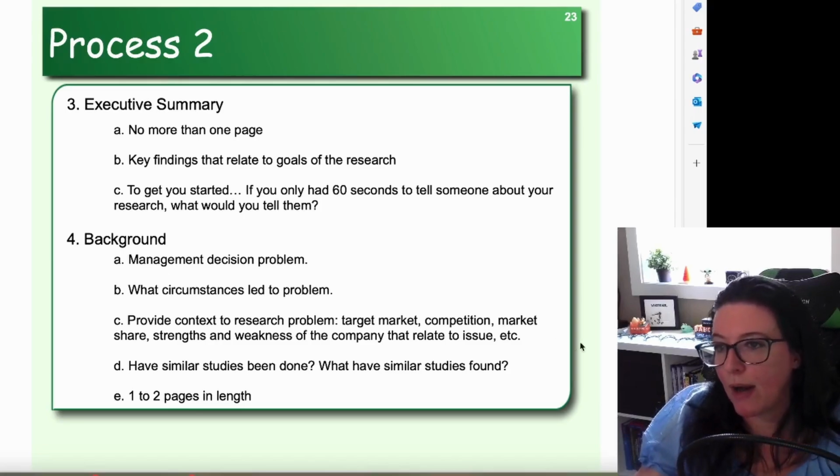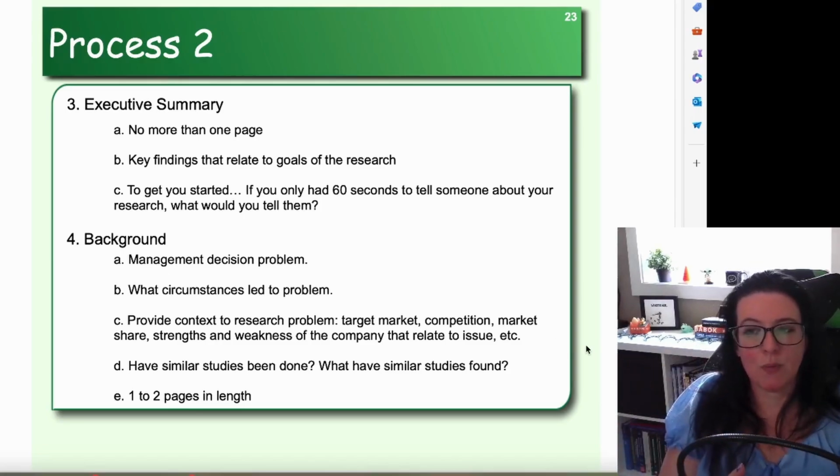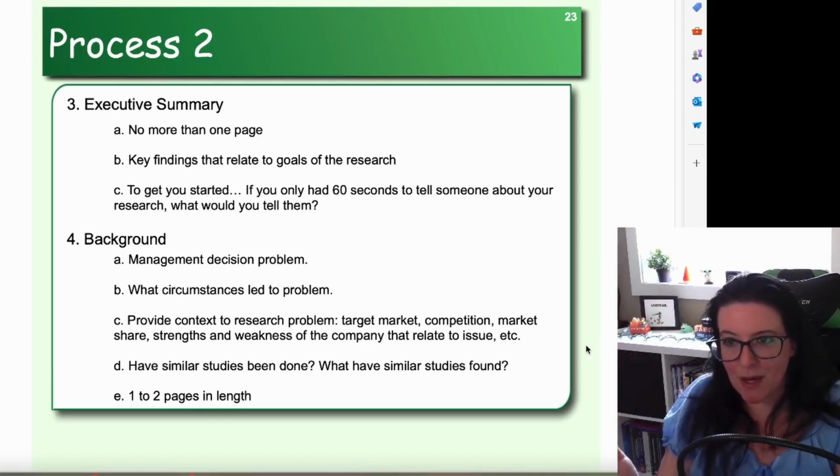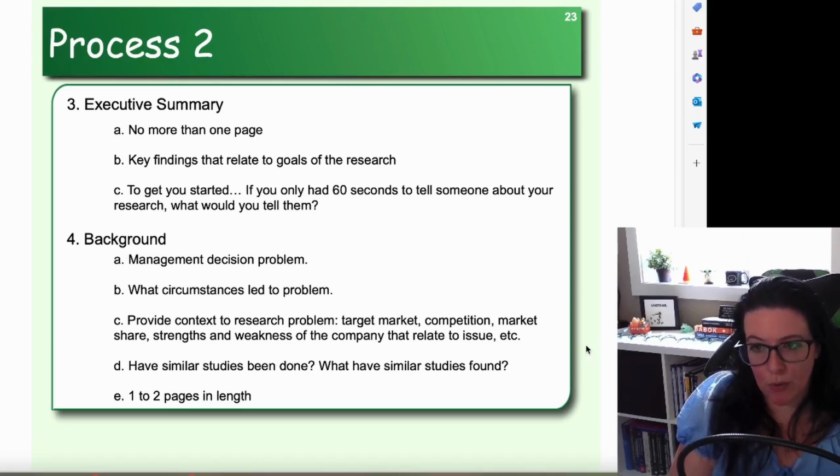We can have our background, so we can pull this from the proposal. What is the management decision problem? What circumstances led to this? What are those symptoms? The context that led to this. That's your background. It's probably very similar to what's in your proposal.